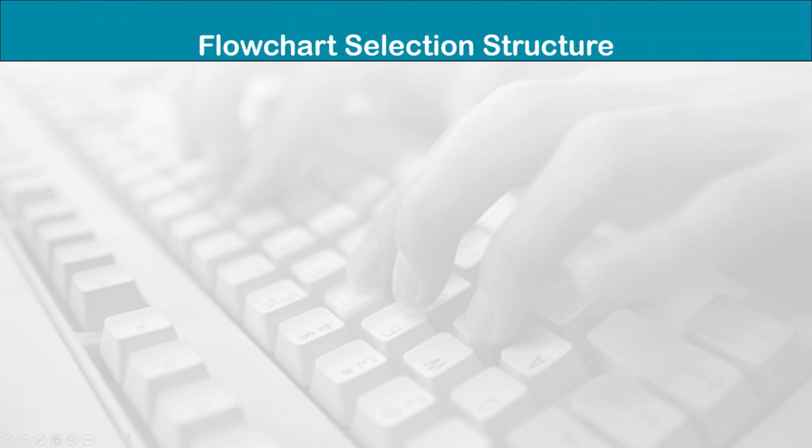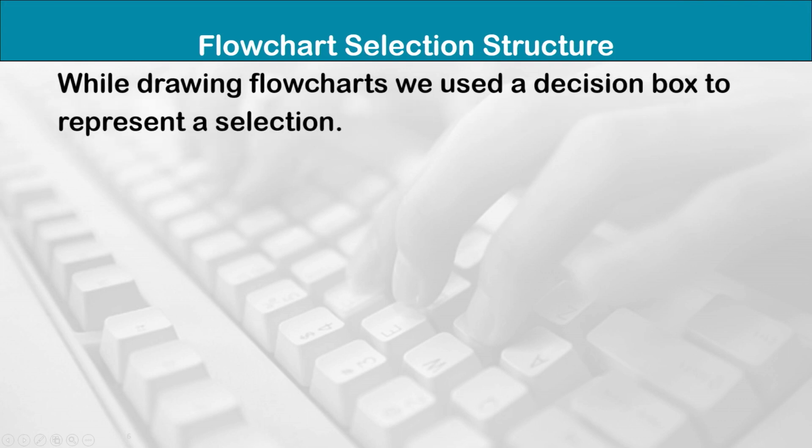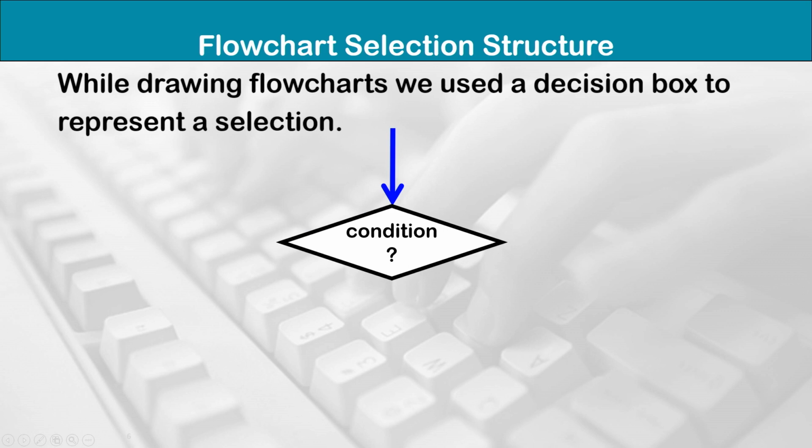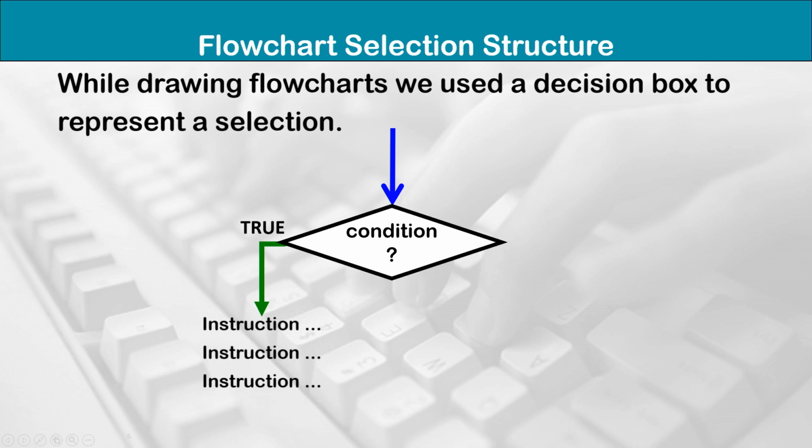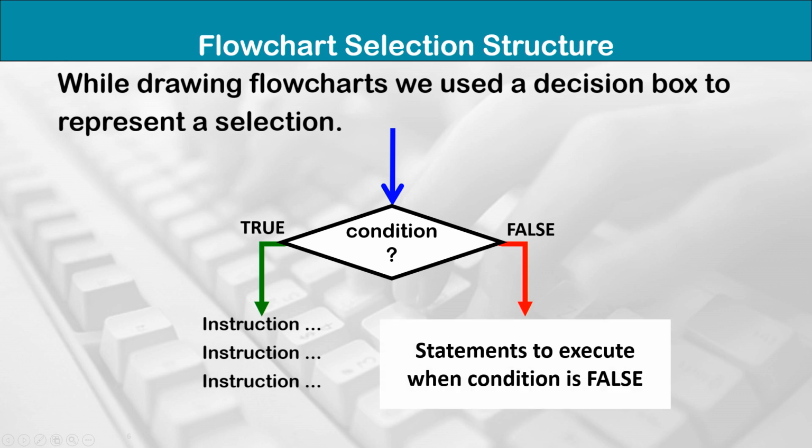Let us see a flowchart involving a selection structure. While drawing flowcharts, we use a decision box to represent a selection. A condition or question is tested. If the condition is true, a set of instructions are executed. But if the condition is false, a different set of instructions are executed.